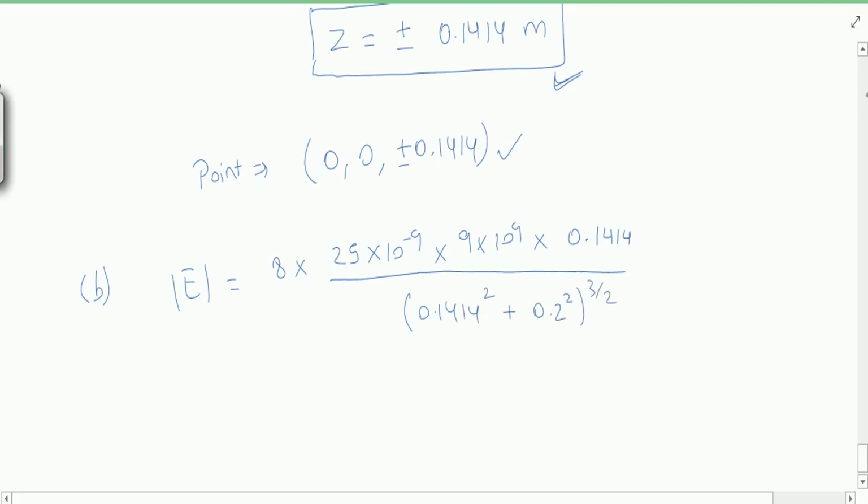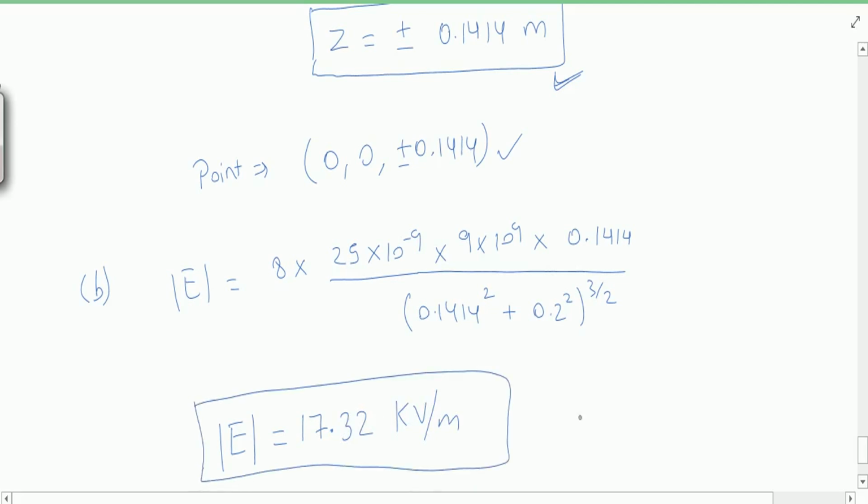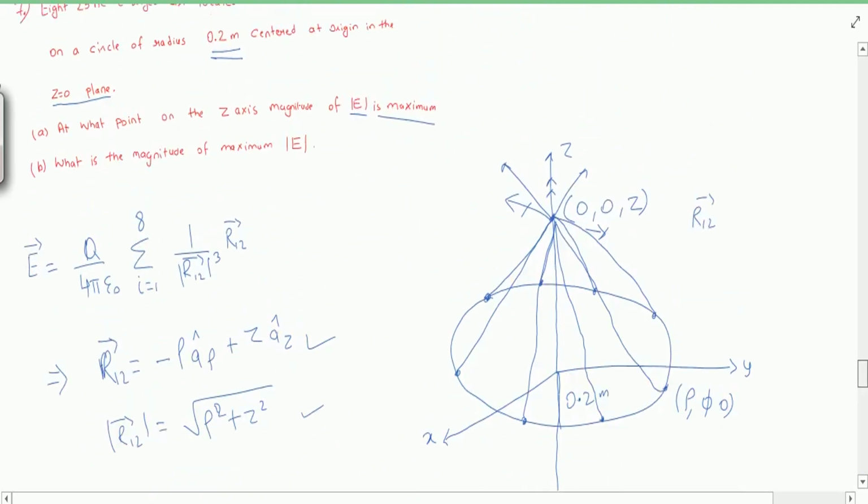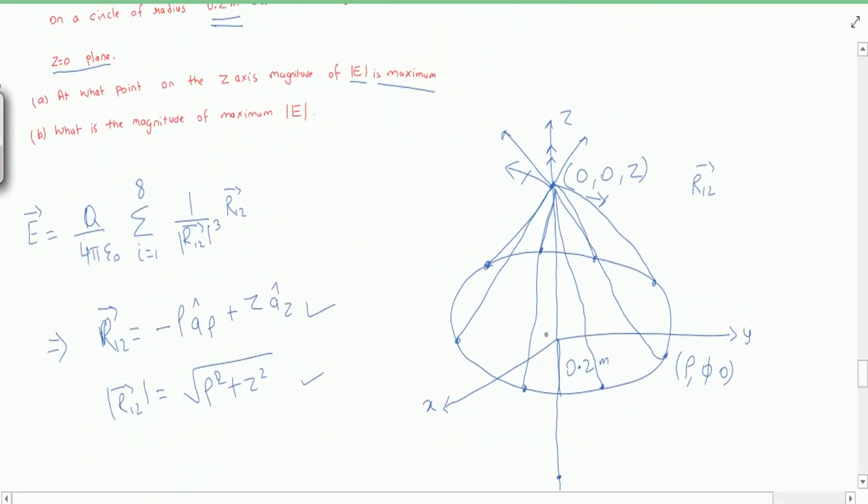And if you solve this, you will get the electric field magnitude as 17.32 kilovolt per meter. This will be the value of the maximum electric field present on the z-axis due to this combination of 8 charges which are present symmetrically on a circle. So this was the solution for that.